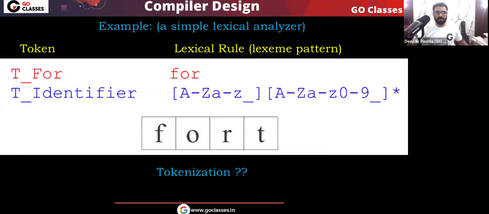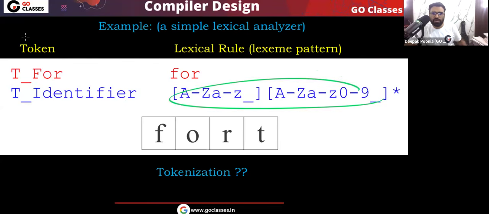So let's take an example. Consider a very simple lexical analyzer which has only two tokens: token 4 and token identifier. The 4 token is generated corresponding to the keyword 4. For this token, this is the lexical rule, or I can say the regular expression, or the lexeme pattern. And the identifier token is generated corresponding to an identifier.